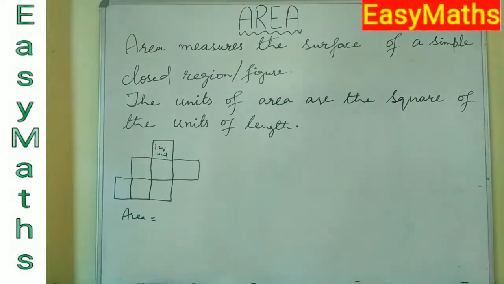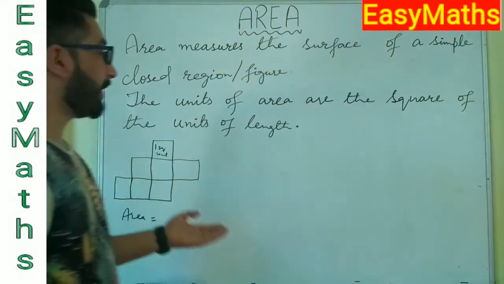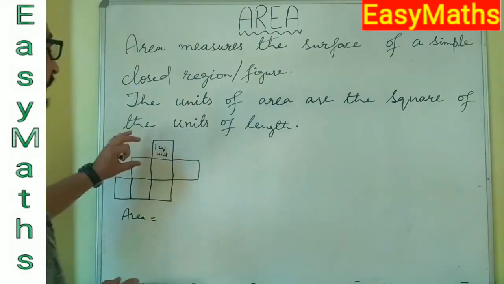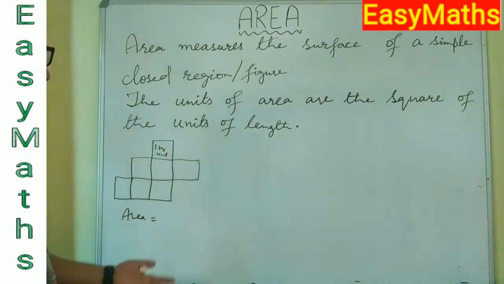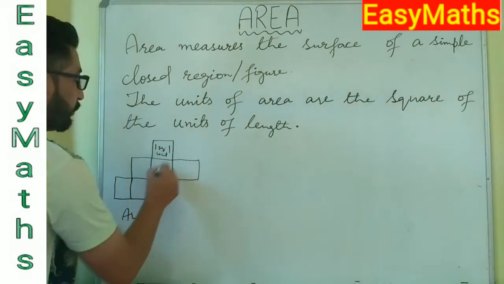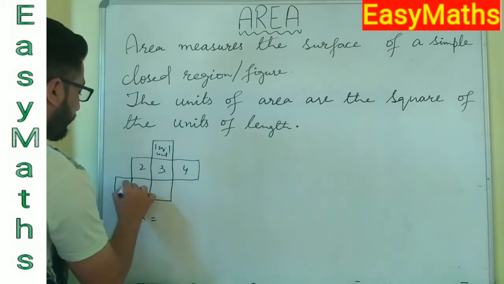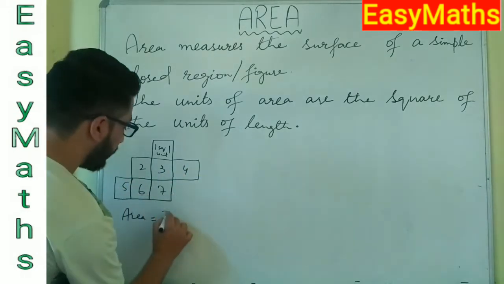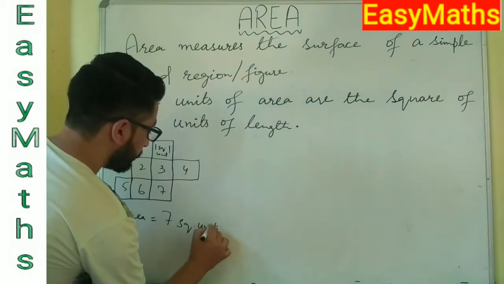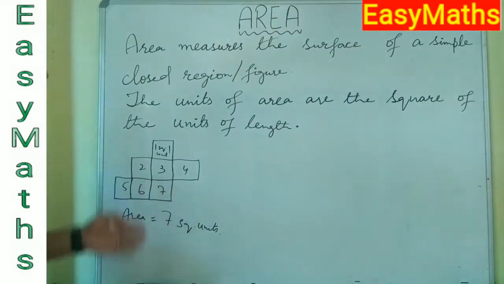That is a very important question for us. As in the area of a square and the area of a rectangle, we found the area of those figures using the second method. Same is the case here. What we do is count all the squares: 1, 2, 3, 4, 5, 6, 7. So our answer is 7 square units. So this is the area of that figure which is irregular.